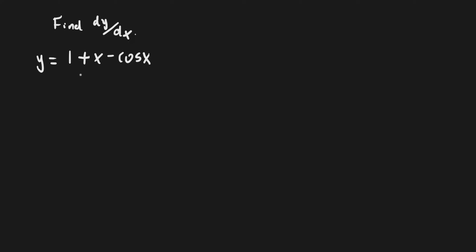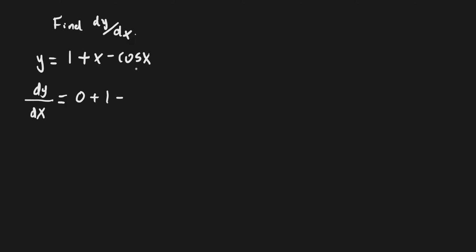So for dy dx, we're going to differentiate both sides. So d by dx of both sides, which is going to make the left side just 1 times dy by dx, because we're looking at implicit differentiation. And the right side starts with d by dx of 1, which is 0. Plus d by dx of x, which is just going to be 1. And we don't need to add a dx by dx because that's just going to be 1.